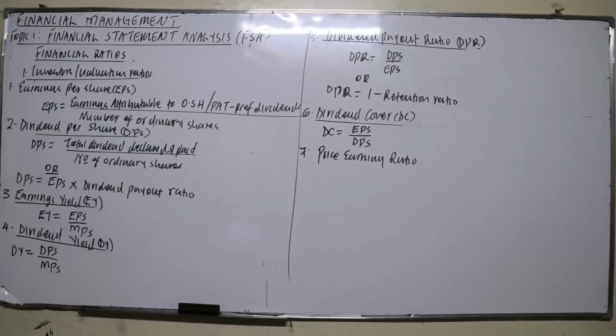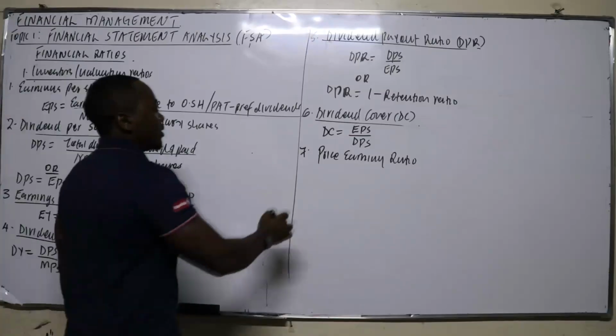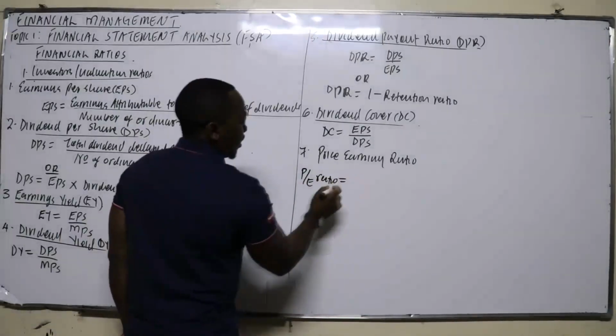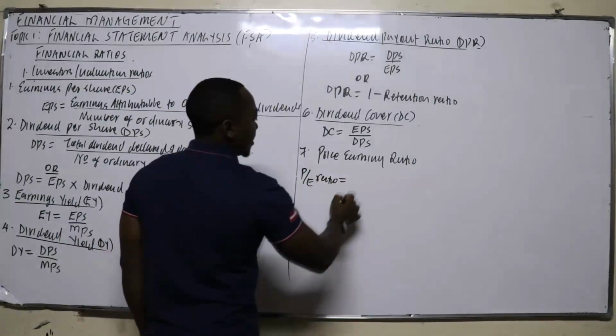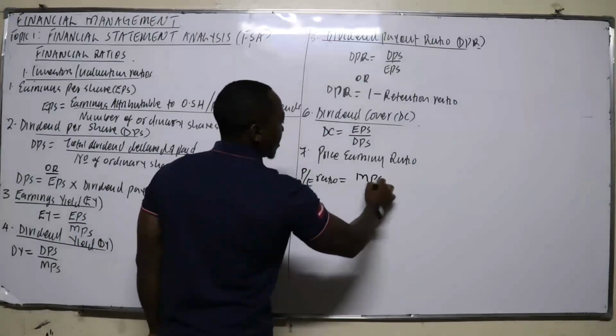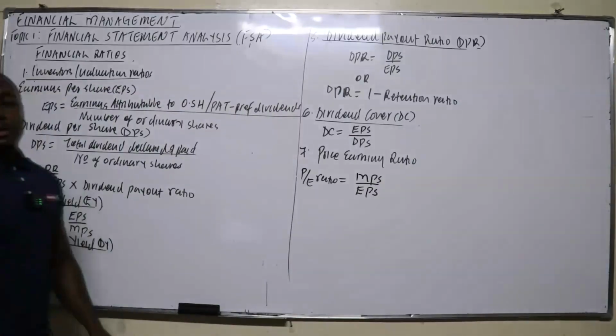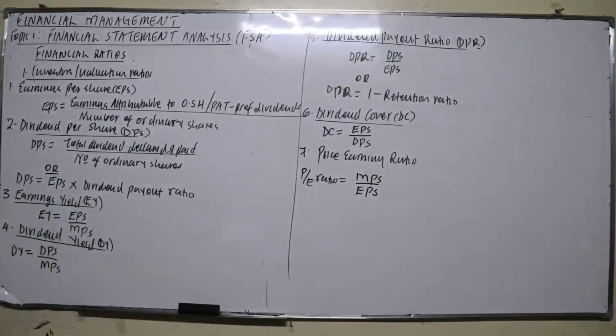It's computed as follows. To get the price earnings ratio, you take the market price per share and divide by the earnings per share.